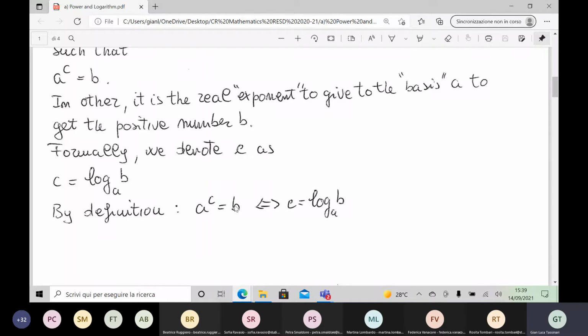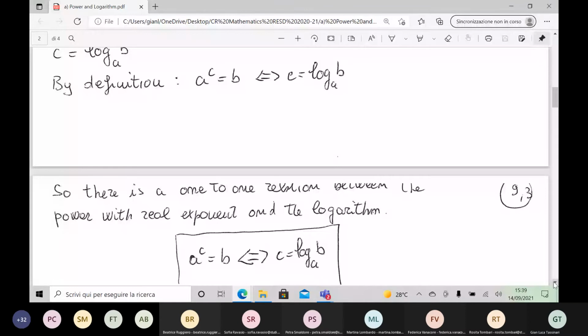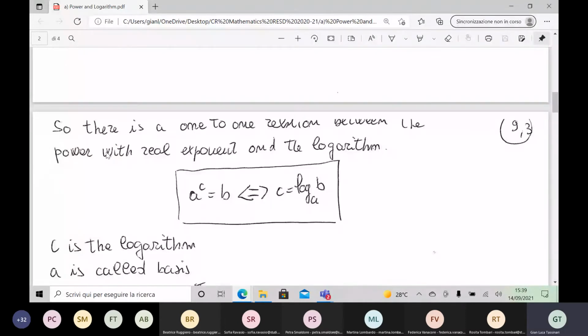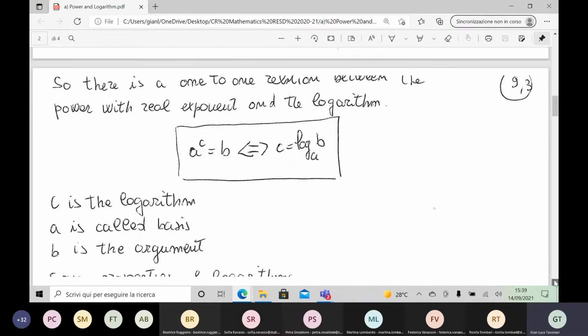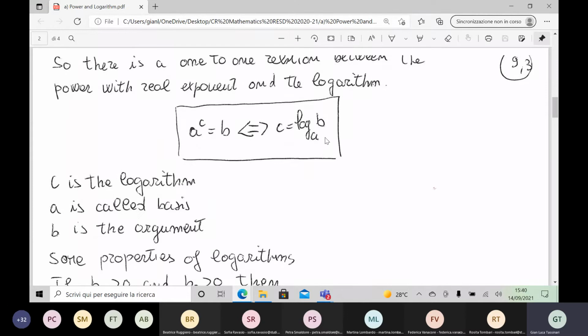From this one, it follows the property that I will describe in a moment, but yes, this is exactly what I just told you. I repeated it. So this is a very, very fundamental relationship, which is the definition of logarithm, and this clarifies what a logarithm is. C, I repeat, is the logarithm. A is called the basis. B is called the argument of the logarithm.